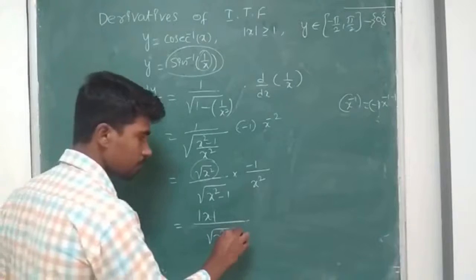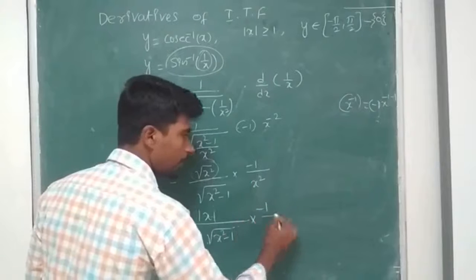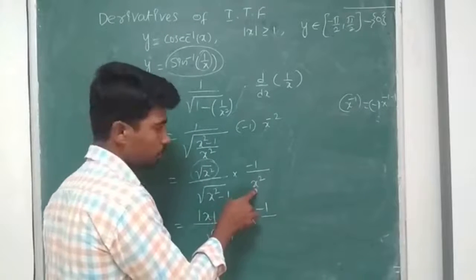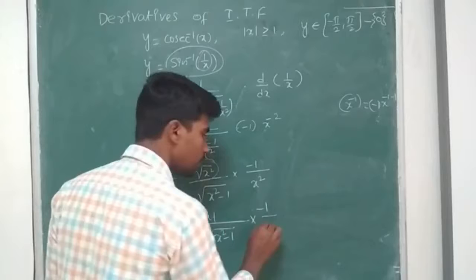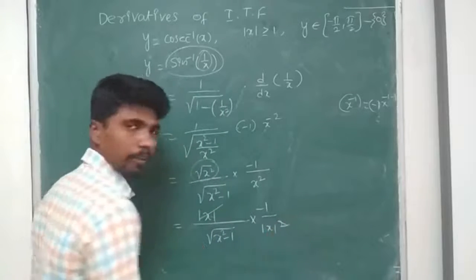And next, here what we have? Into minus 1 by x square. So what I have? X square. X square can be written as modulus of x whole square. So modulus of x and the square will get cancelled.